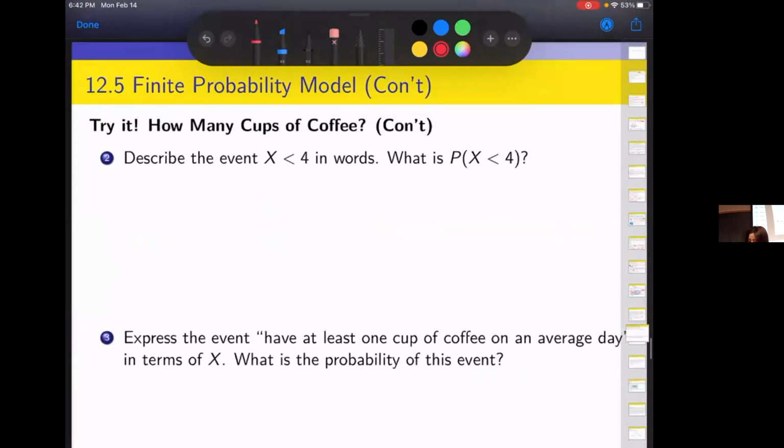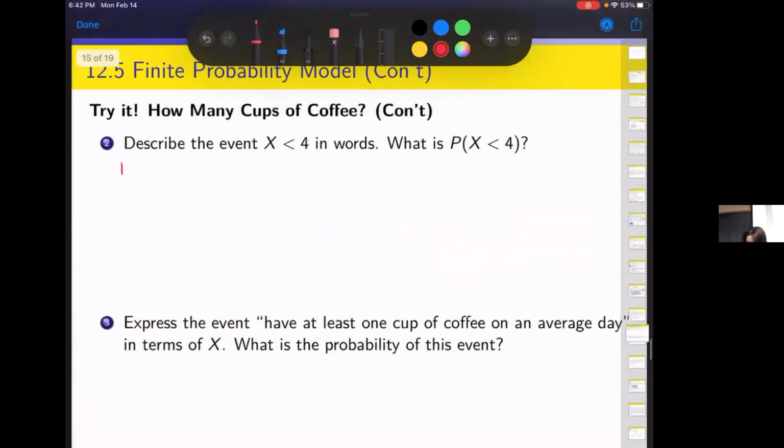Good, very good. So this one I can say, oopsie. So let X less than 4. Hang on. X less than 4 is the number of cups of coffee. My English is not very good. I understand it. It's just what I, let's see. What did you say, Sean? Number. Good. Thank you very much. That's it. Yeah. What about P of X less than 4?